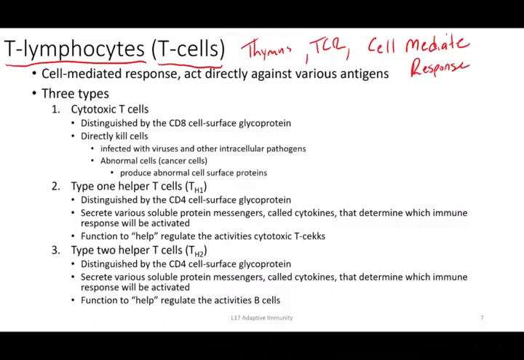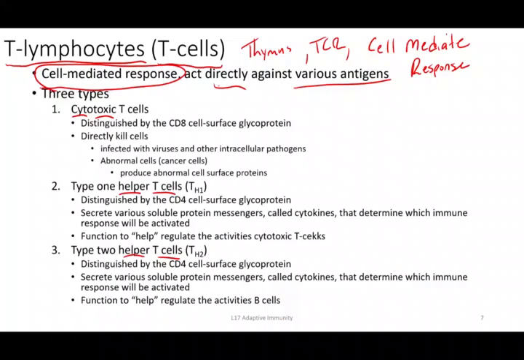So that's what it said on the previous slide: cell-mediated response. What that means is the cells can act directly against the microorganism or antigens. They are not making antibodies. Now it gets a little bit more complicated, as you might guess. We are going to talk about 3 different types of T cells. One is called cytotoxic, and the other 2 are both helper T cells, but we're going to differentiate between 2 different types of helper T cells. There are more types of T cells, but these are the 3 that I want you to know. You can ignore the other ones.